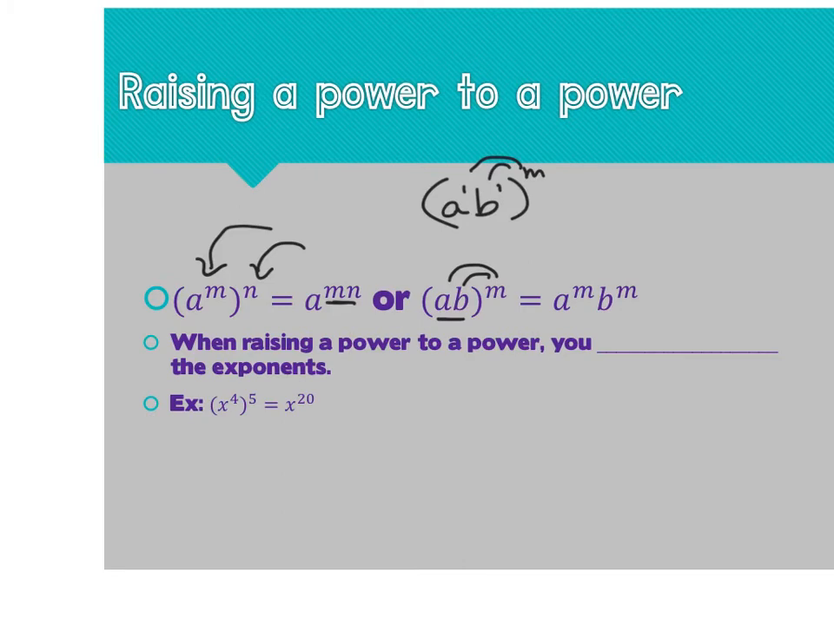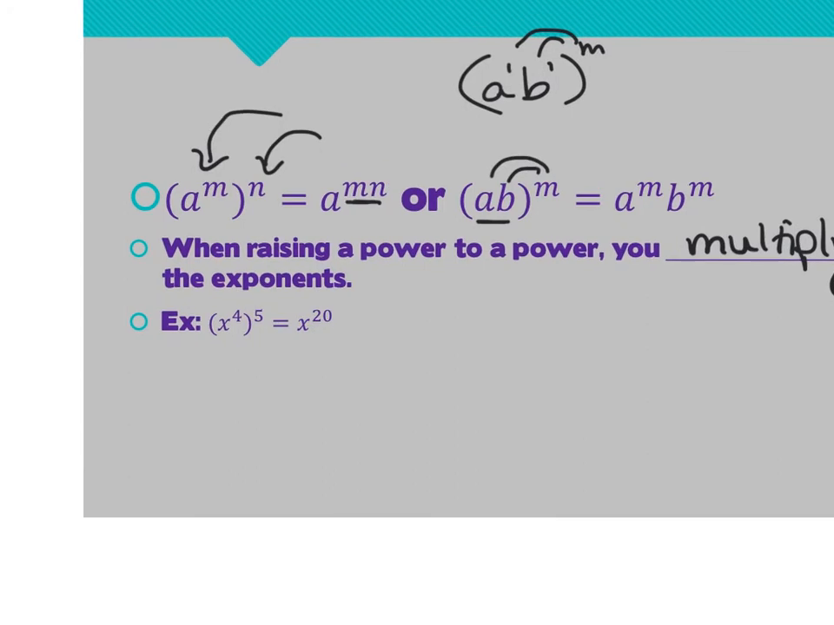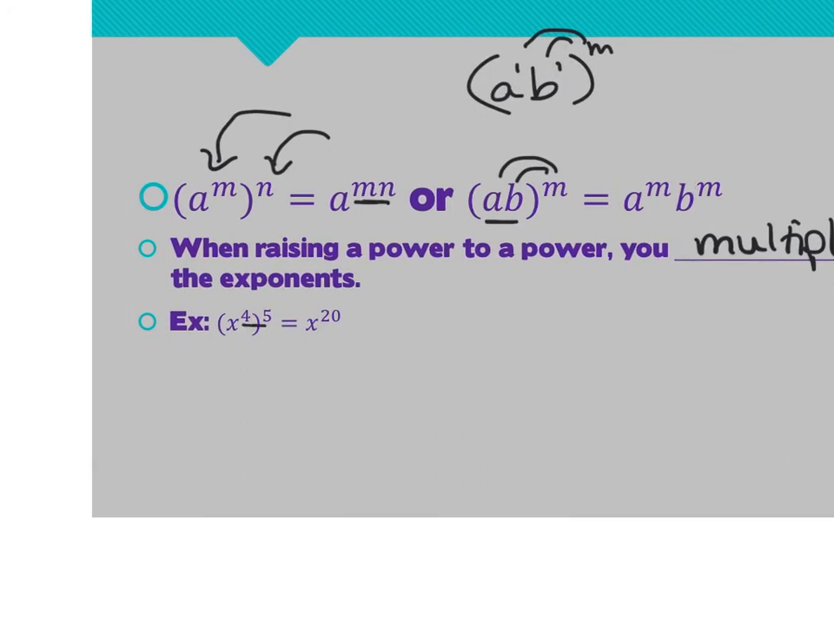So when you raise a power to a power, you multiply the exponents. So in this example, we have 4 to the 5th, x to the 4th raised to the 5th power. So we're going to multiply 4 times 5, and we get x to the 20th.